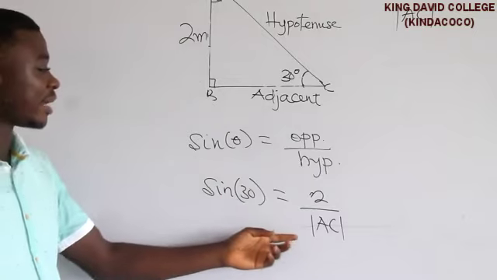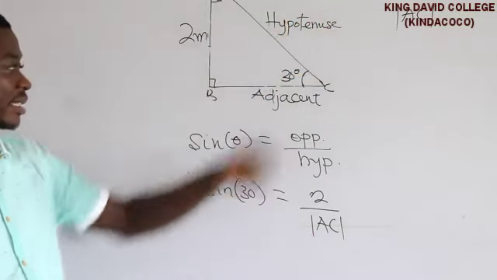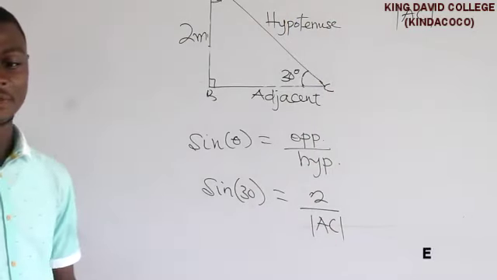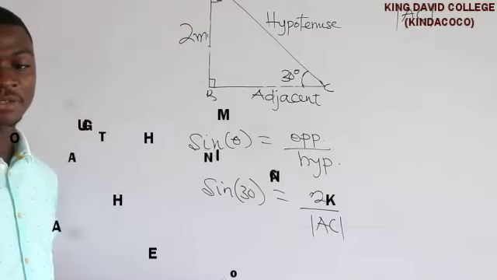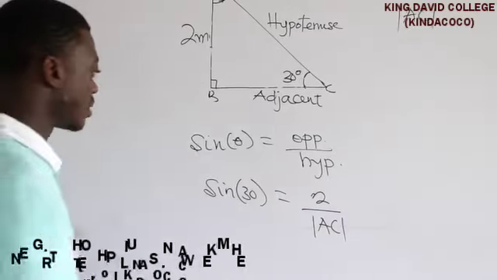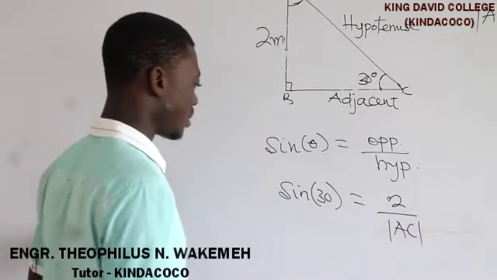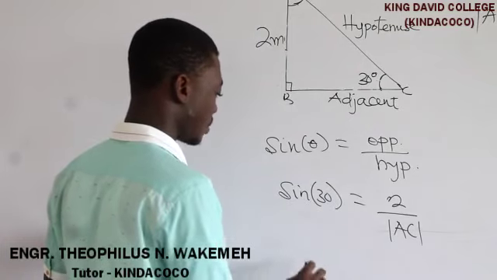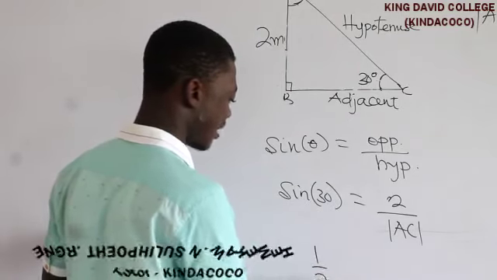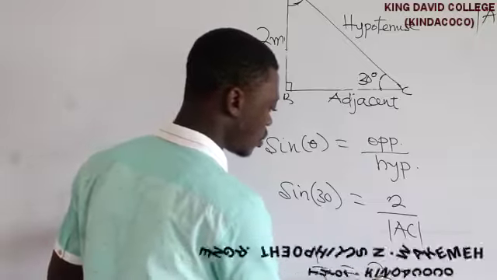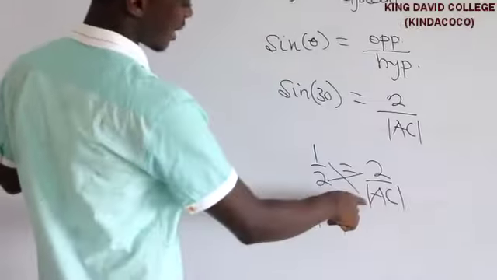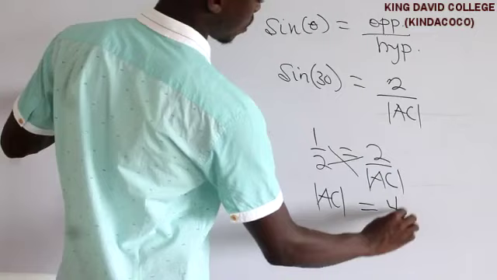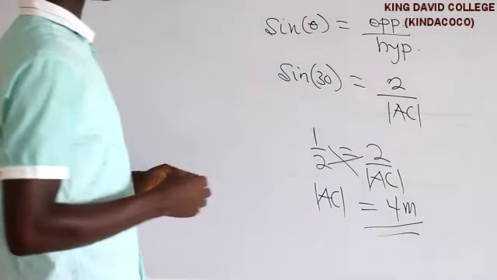So we are looking for AC as per the question. Now let's look for AC. It's just a matter of change of subject. There is nothing so special about this. Sine 30 is going to be half, so half is equal to 2 over AC. So AC times 1 will be AC, and then 2 times 2 is going to be 4 meters. So our line AC is just going to be 4 meters.